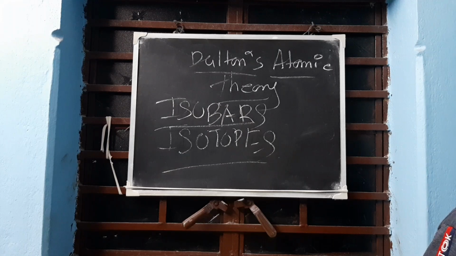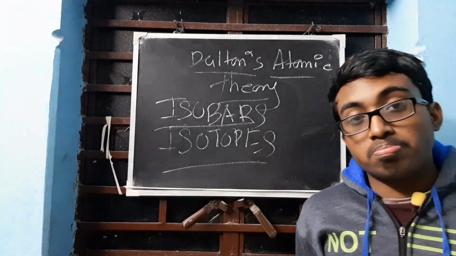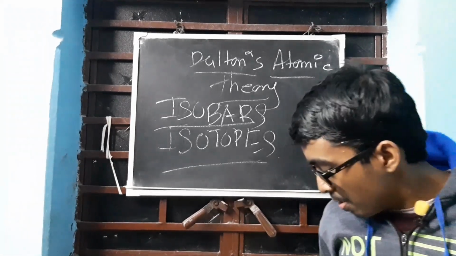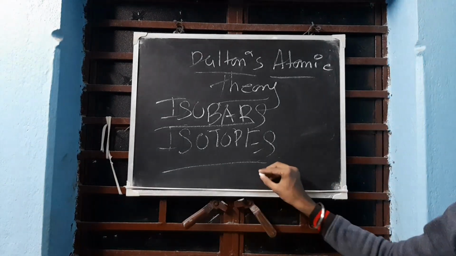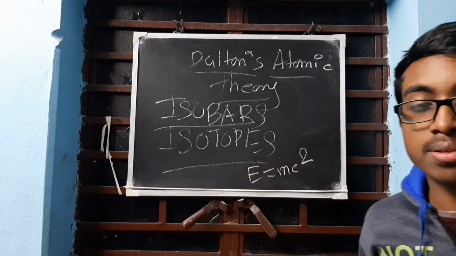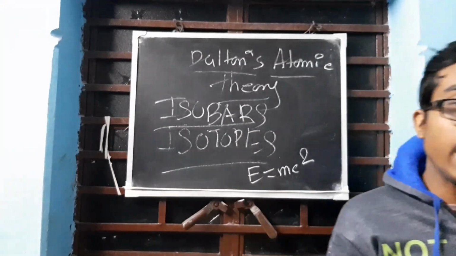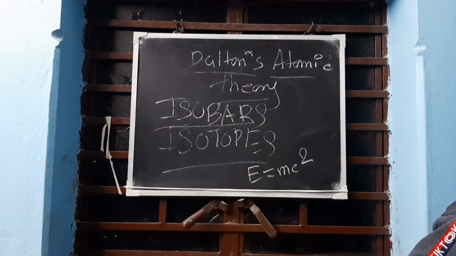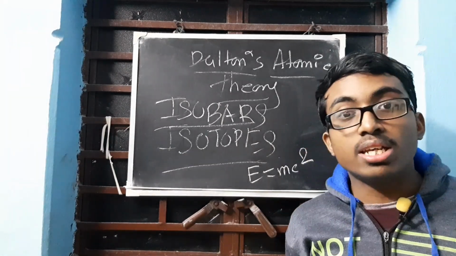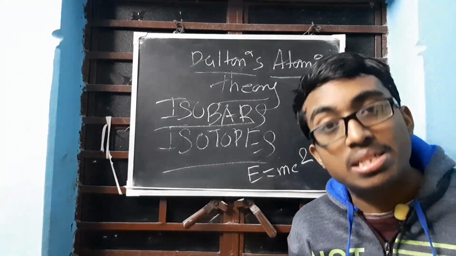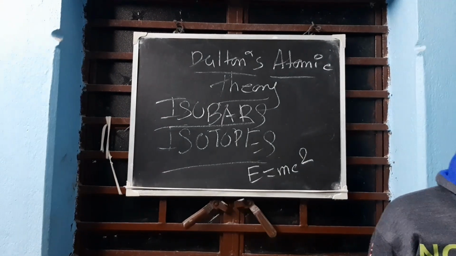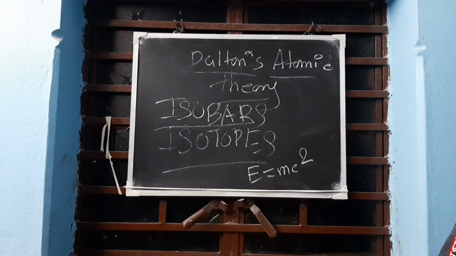Then Dalton said you cannot destroy an atom. That is also not true. Why? Because our favorite Mr. Einstein is there to state that E is equal to mc square. So atom is destructible. Clear? Then atom was told to be the unit of chemical reaction by Dalton, and that is correct, valid. Till now it is valid. Don't know what will happen in future, but right now it is a valid one.